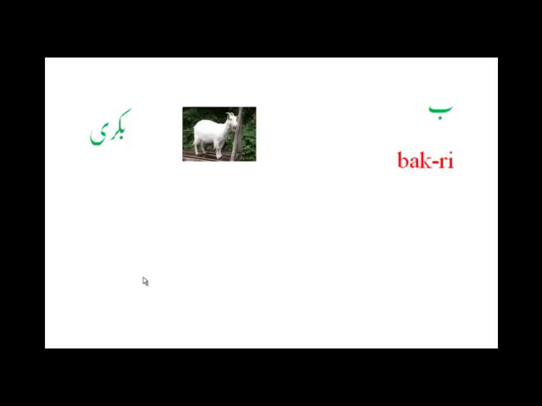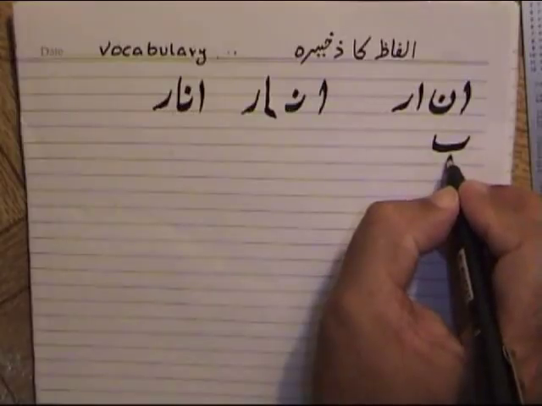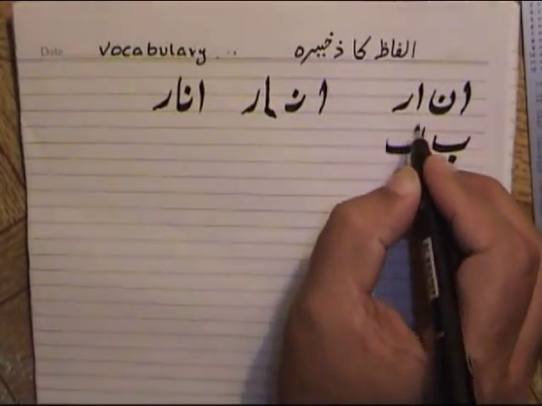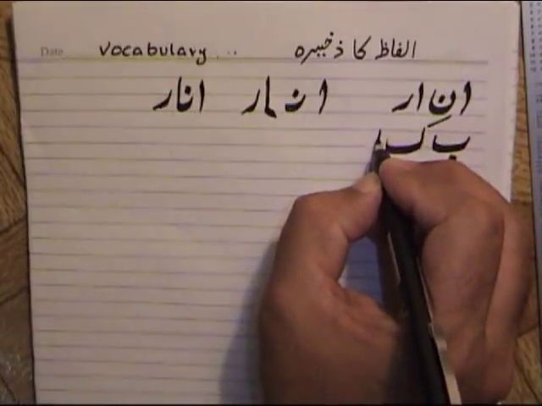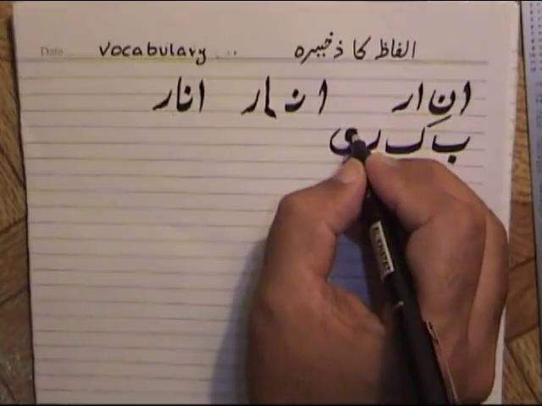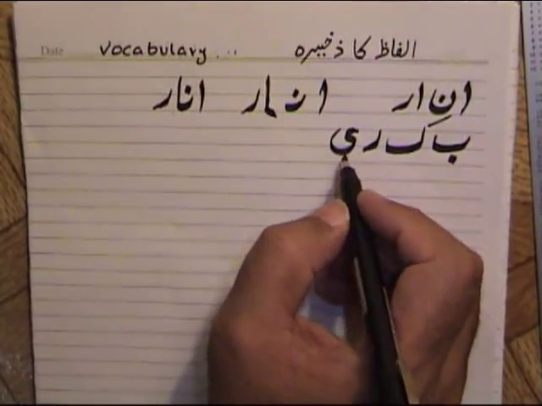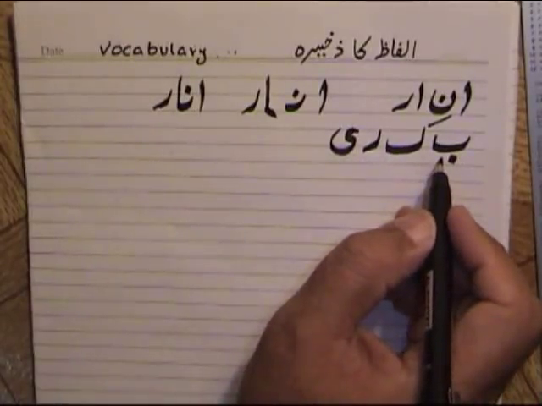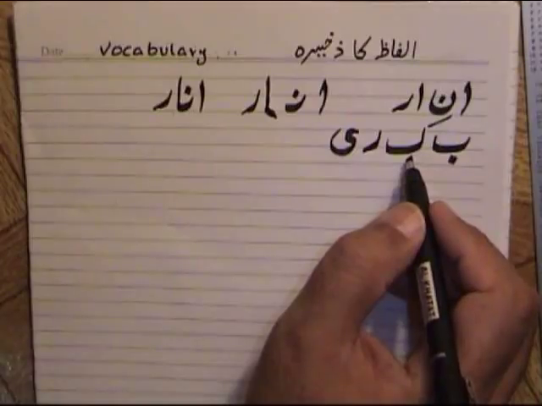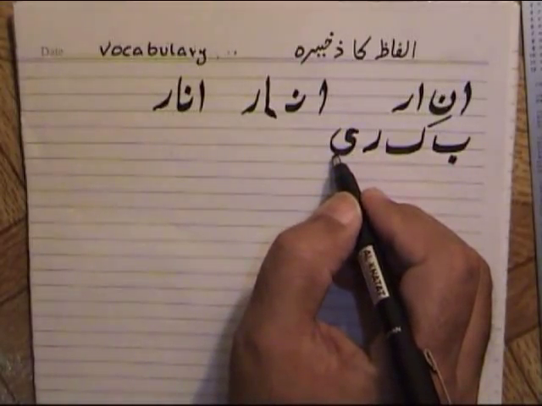Be Bakri, goat. Be Bakri. So in Bakri, we need Be sound, then Kaf sound, then Re sound, Bakri, and Ye sound, because choti Ye makes the sound E. So Bakri. So here Be is a connector, Kaf is connector, Re is non-connector, and Ye is connector.